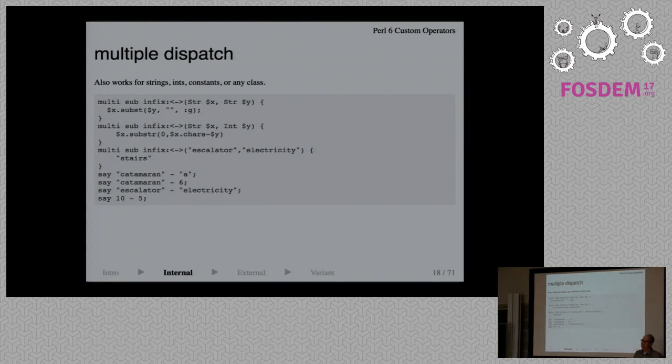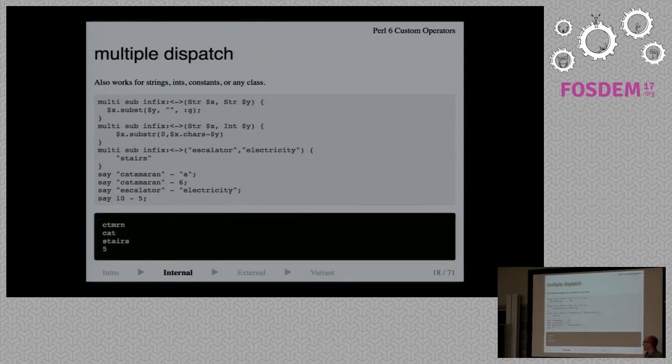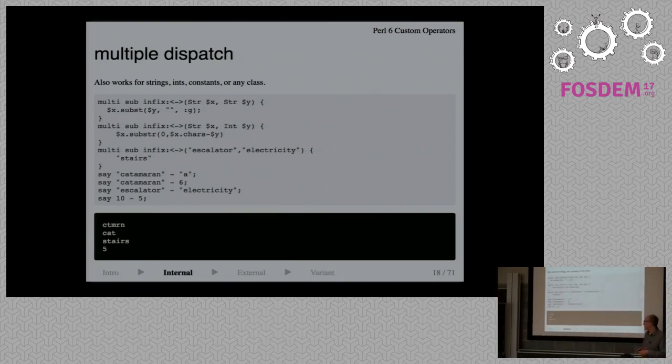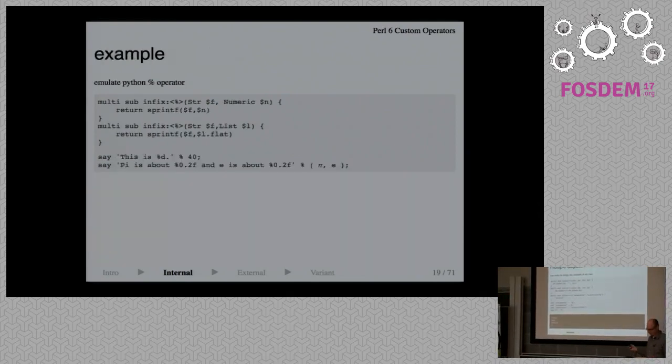If we put a constant here, that also takes precedence. So here we can say an escalator minus electricity, and we get stairs. Even though they're strings, we have a more narrow type than the string type. So we can take the A's out of catamaran, we can subtract 6 letters from catamaran, and then 10 minus 5 still works.